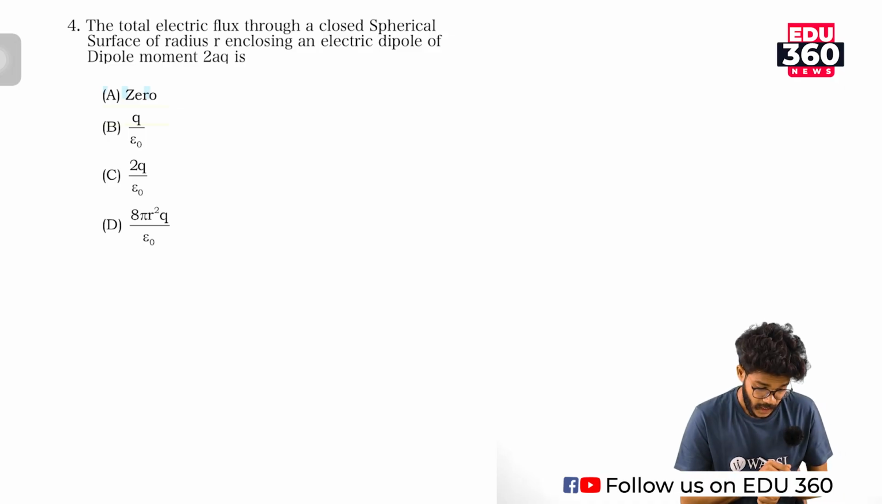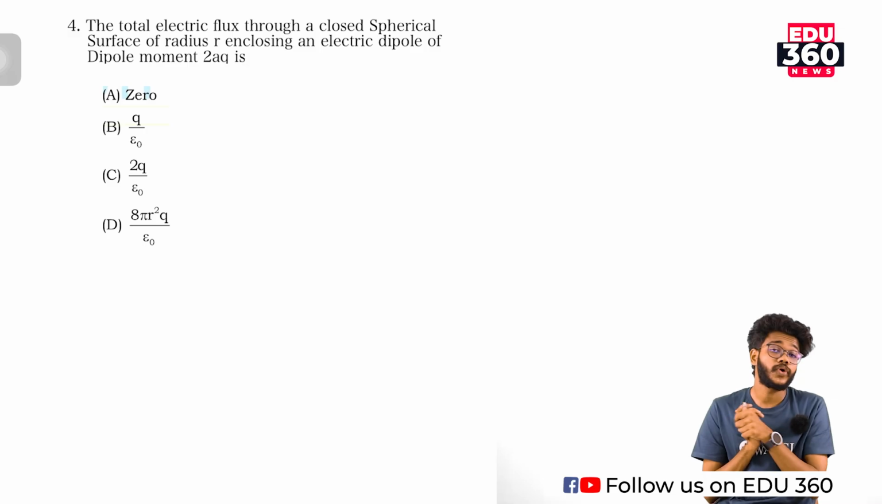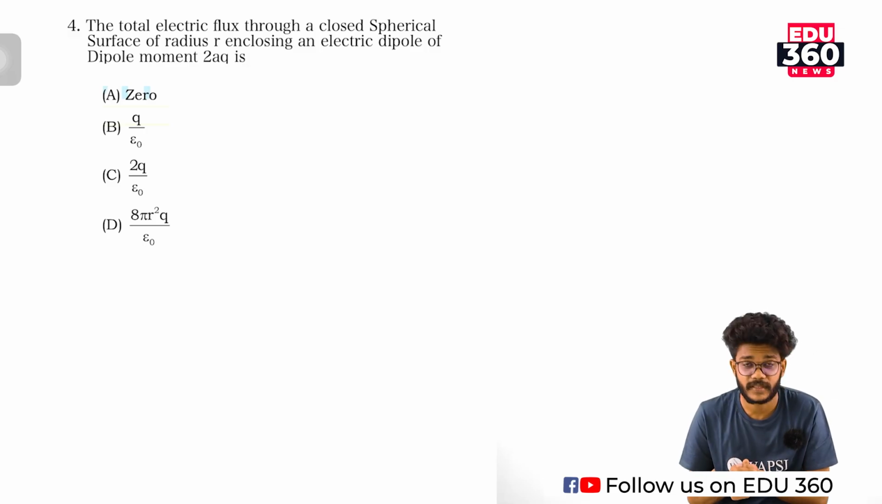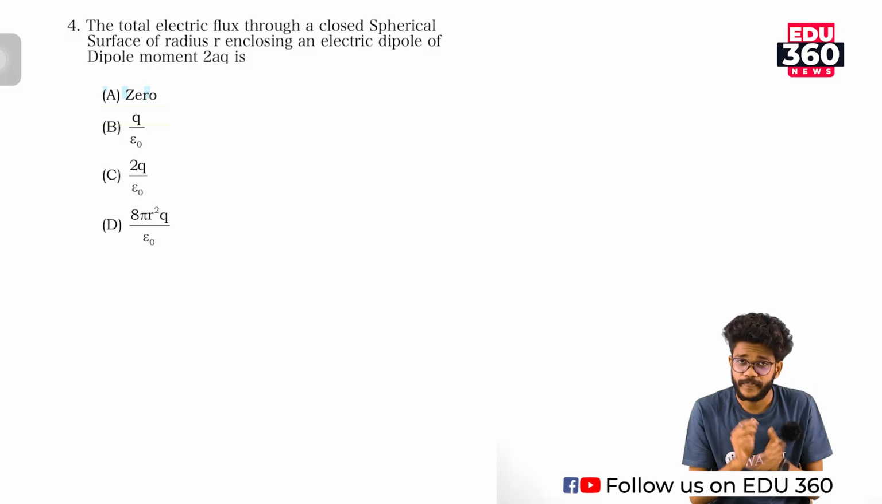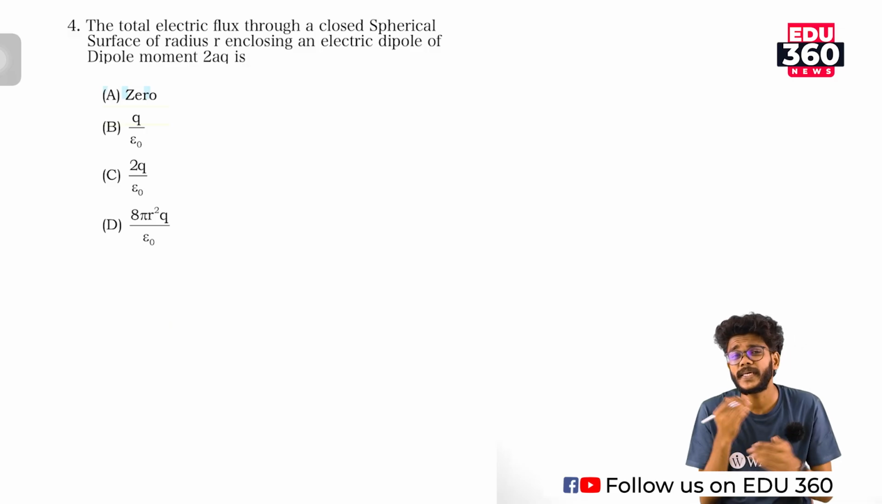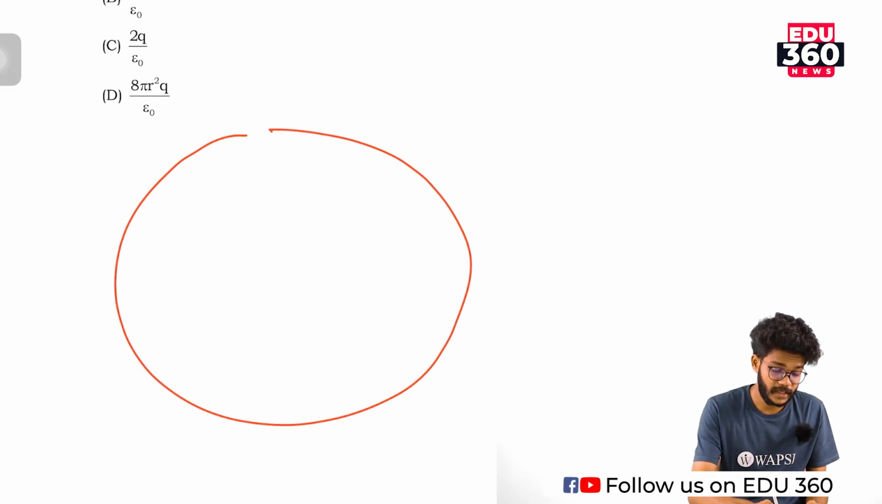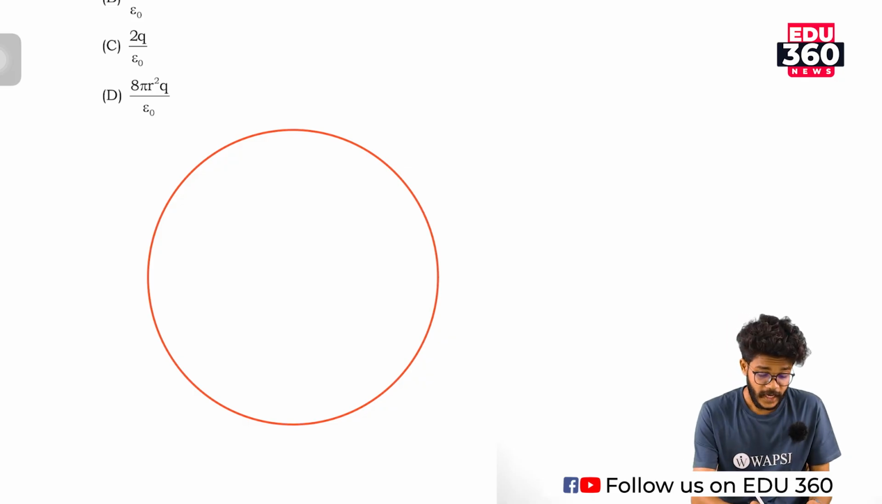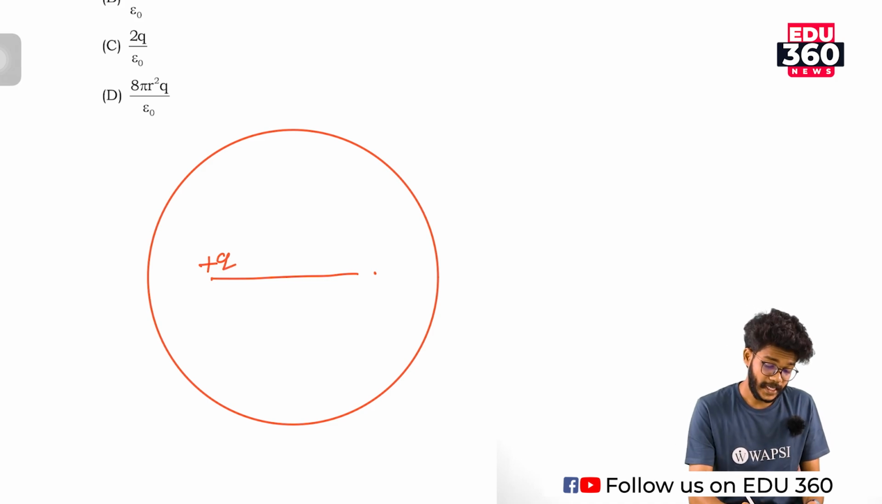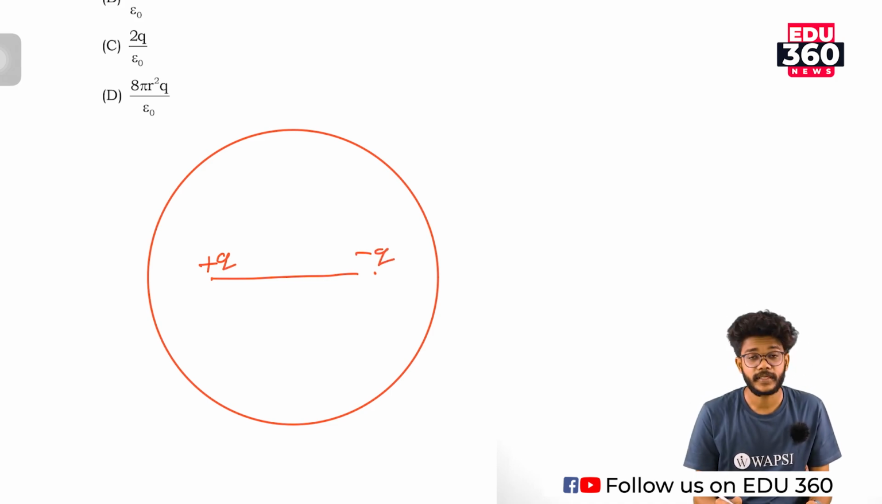Fourth question. The total electric flux through a closed spherical surface of radius r enclosing an electric dipole. Closed spherical surface means we can imagine a ball, enclosing an electric dipole. What is meant by dipole? Opposite charges separated by a small distance. So first of all I am going to draw a spherical surface, and then I am going to draw a dipole. Plus q and minus q are the opposite charges separated by a small distance.